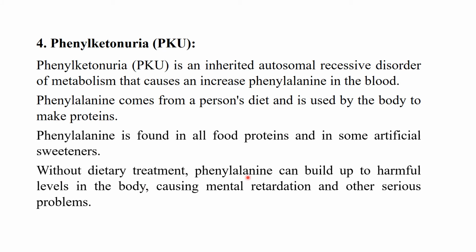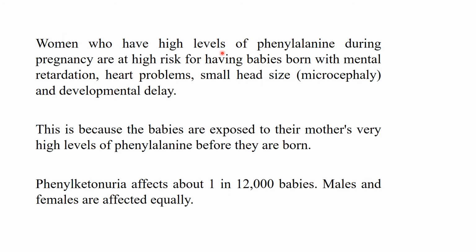Without dietary treatments, phenylalanine can build up to harmful levels in the body, causing mental retardation and other serious problems. Women who have high levels of phenylalanine during pregnancy are at high risk for having babies born with mental retardation. If the phenylalanine level is high during pregnancy, if there is a problem of phenylketonuria, then the newborn babies have mental retardation from birth. They have heart problems, small head size, that is microcephaly, and developmental delay. This is because the babies are exposed to their mother's very high level of phenylalanine before they are born. Phenylketonuria affects about 1 in 12,000 babies. Males and females are affected equally.